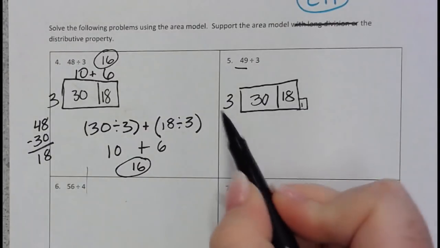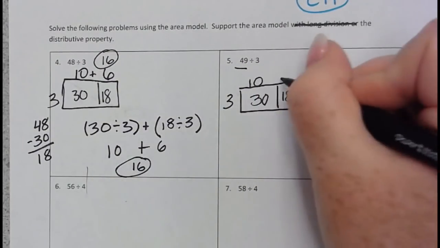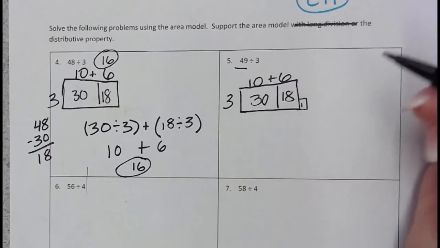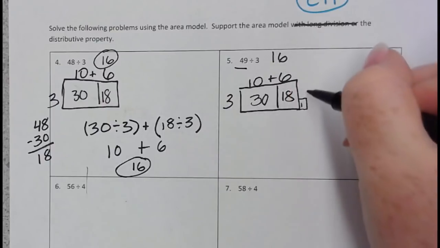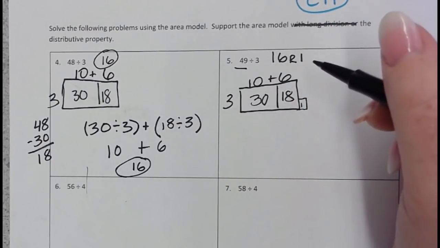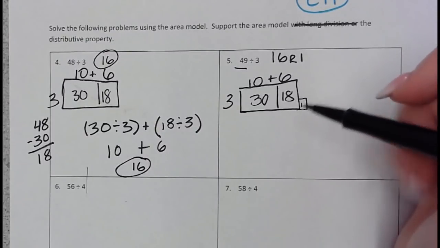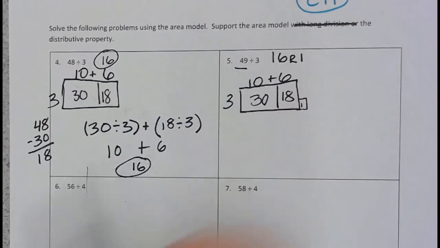Okay, and it's the same thing. 30 divided by 3 is 10. 18 divided by 3 is 6. And then 10 plus 6 is going to give us 16. And I cannot forget about that remainder there. That remainder of 1. So 49 divided by 3 is 16 with a remainder of 1.